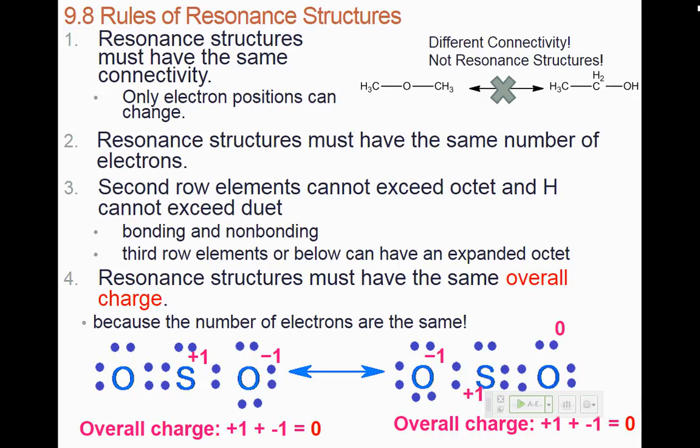The other thing is our resonance structures must have the same amount of electrons. If they don't have the same amount of electrons, they're not resonance structures. They're two different compounds. So resonance structures have to have the same electrons. This is just our same thing that we are always talking about with Lewis structures, in that hydrogen doesn't exceed its duet, and anything in the second row can't exceed an octet, so that's important. Your resonance structures shouldn't break those rules, but that's the same rules for Lewis structures.